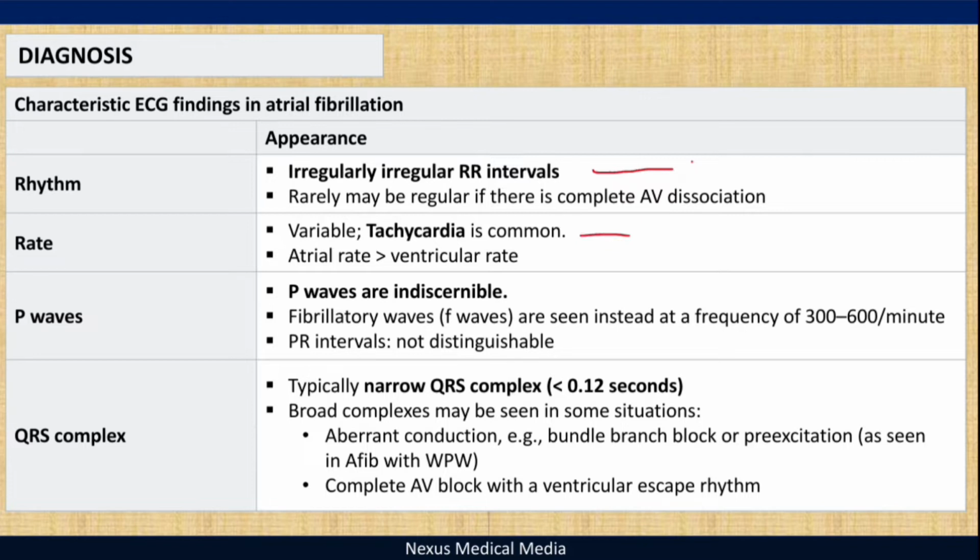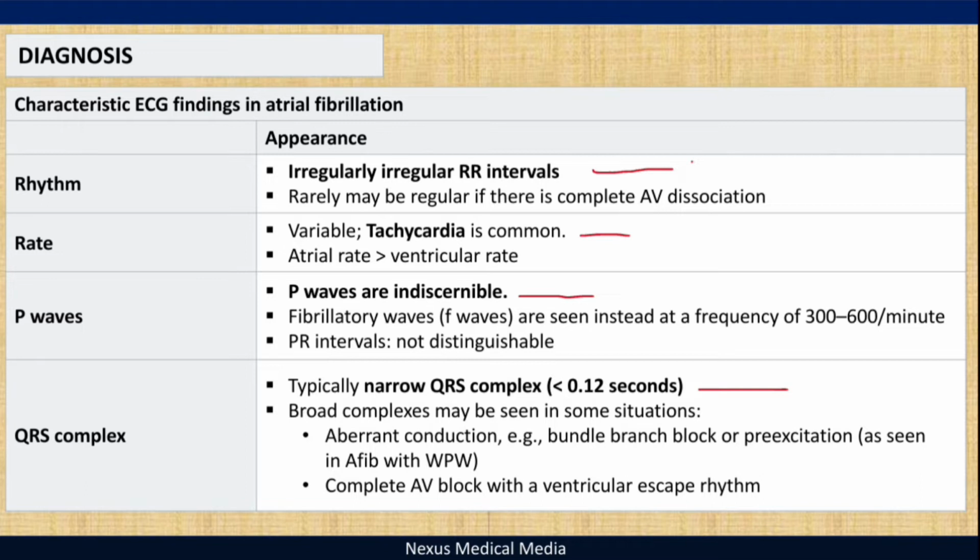Next are the P waves. The P waves are indiscernible. Fibrillatory waves, or F waves, I will show you these, are seen instead at a frequency of 300 to 600 per minute. The PR intervals are not distinguishable. Next, the QRS complex. This is typically narrow, like less than 0.12 seconds. And broad complexes may be seen in some situations.